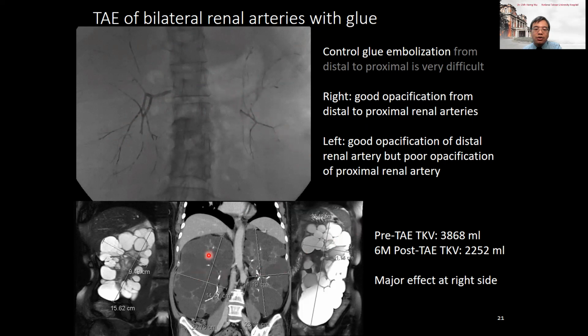So as you can see, although in the post-procedure imaging there is a significant decrease of the total kidney volume from 3,800 to 2,200, the major effect remains on the right side. The left side still has a length of 23 centimeters, almost the same as pre-procedure. However, for the right side, the kidney length went from 22 centimeters to 50 centimeters.